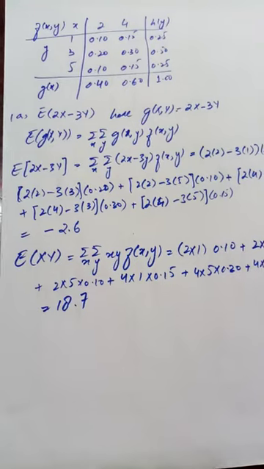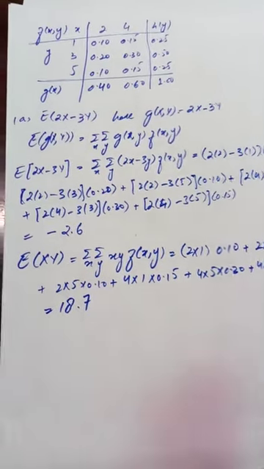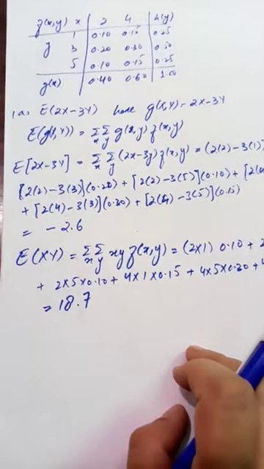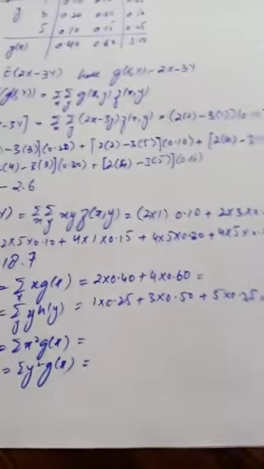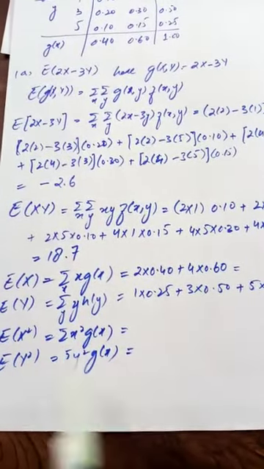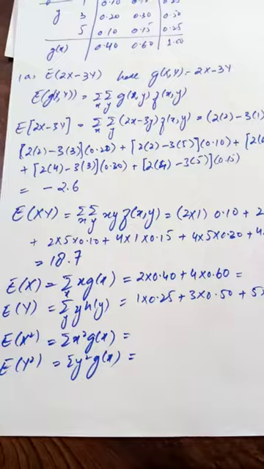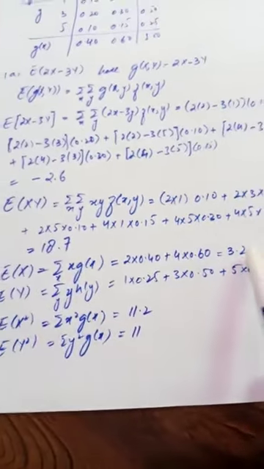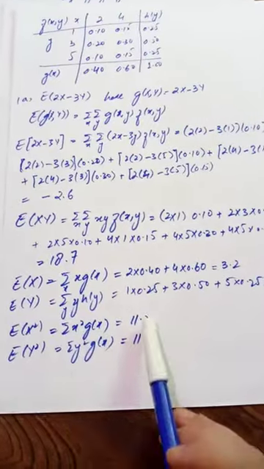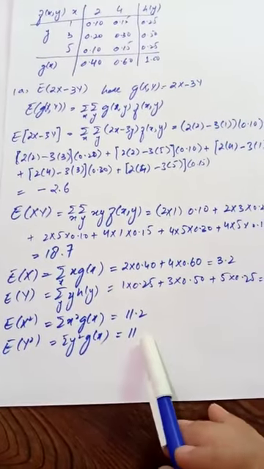Now we will compute expected value of x, expected value of y, and then we are going to practice covariance and variances. So here we have computed expected value of x, expected value of y, expected value of x square, and expected value of y square. We got expected value of x 3.2, expected value of y 3, expected value of x square 11.2, and expected value of y square is 11.